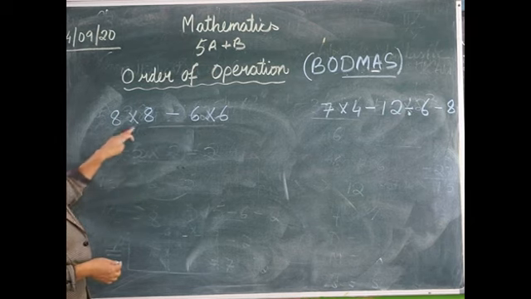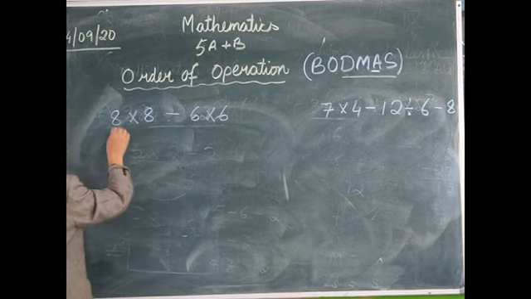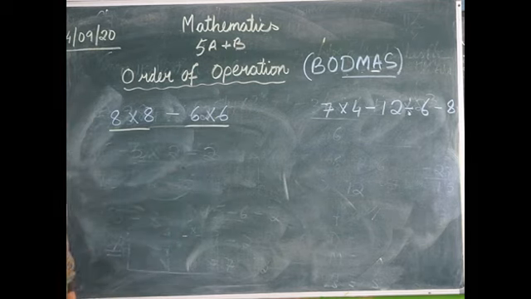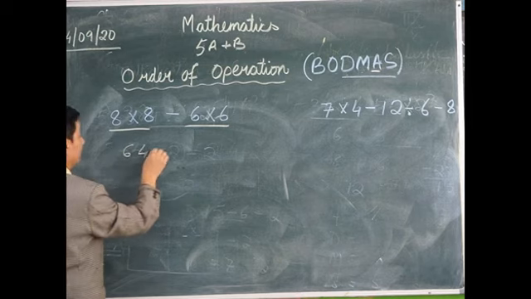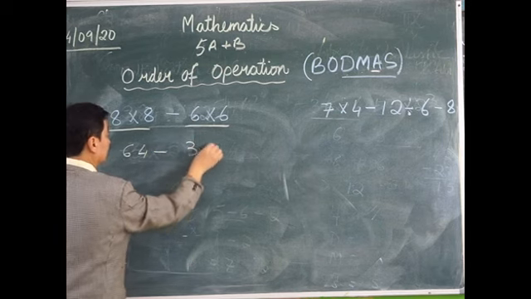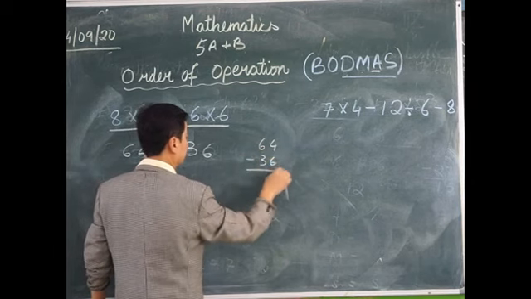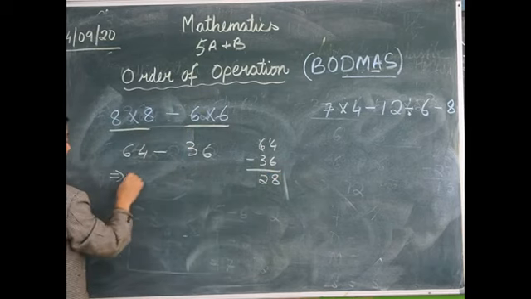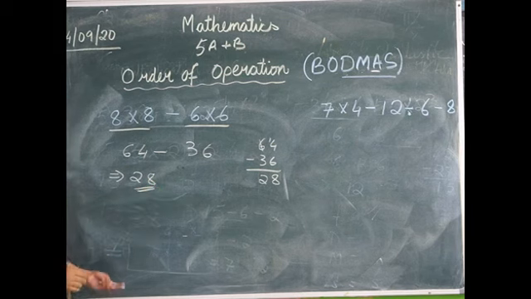Here we see 8 into 8 minus 6 into 6. Here we see multiplication both sides, so we can do it in the same step, okay, because both signs are same. 8 8s are 64, minus 6 6s are 36. So 64 minus 36. 8, 5 minus 3, 2, and the answer is 28. So simple, no? Okay, it's only division, multiplication, addition, subtraction.